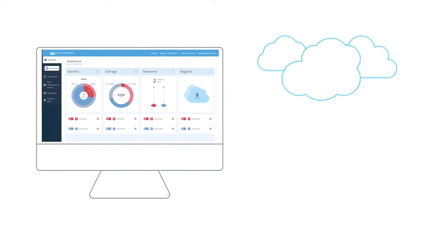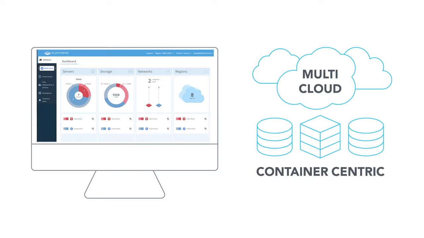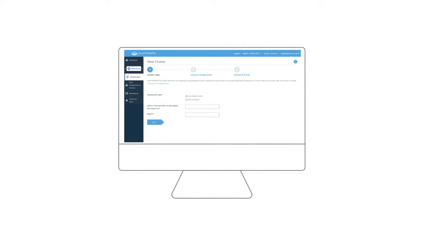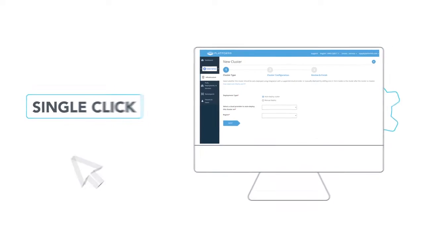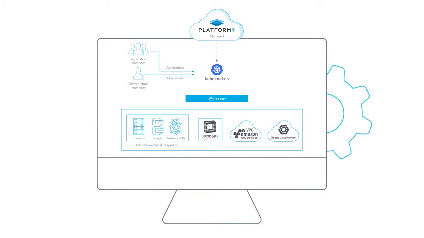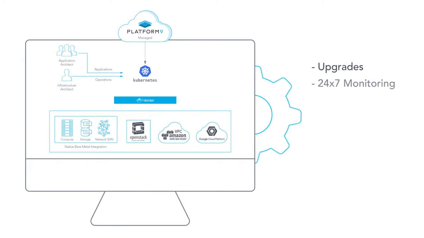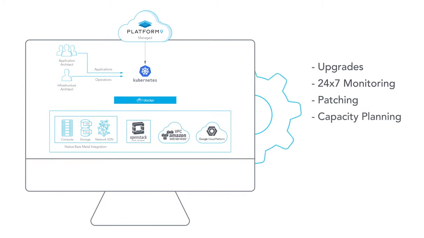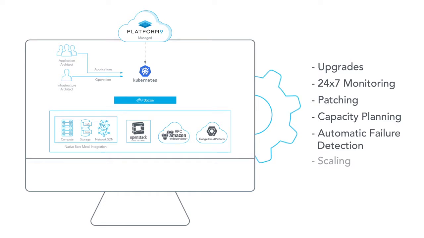Here's how it works. With our simple dashboard, you can manage multi-cloud, container-centric environments alongside your existing virtualized data center infrastructure. Additionally, you can schedule, launch, and run Docker containers from the console with a single click. Platform9 takes care of all the ongoing operations and management of your environment, such as upgrades, 24/7 monitoring, patching, capacity planning, automatic failure detection, and scaling.